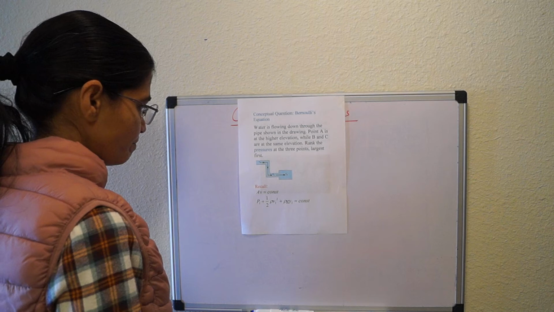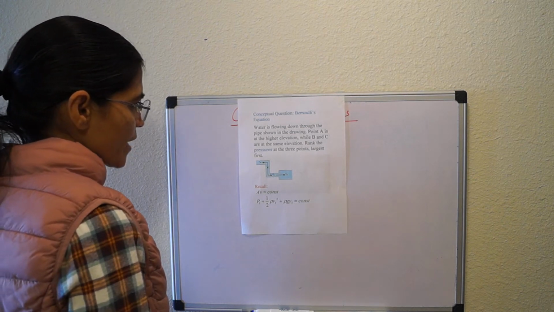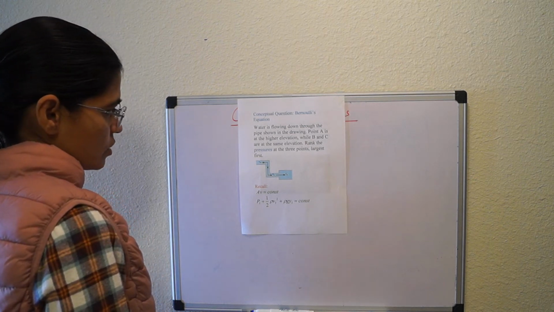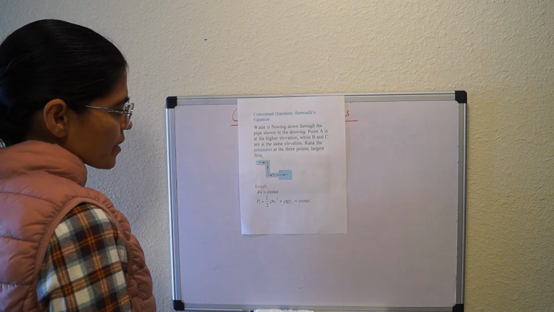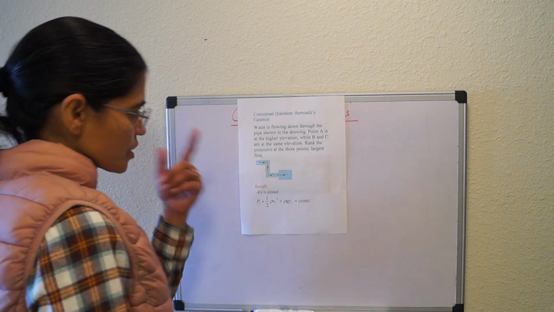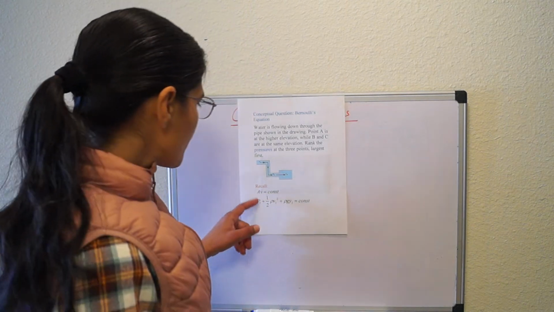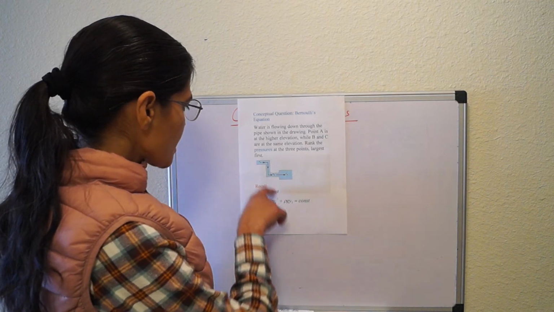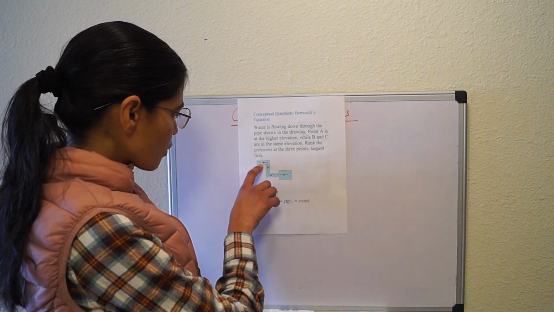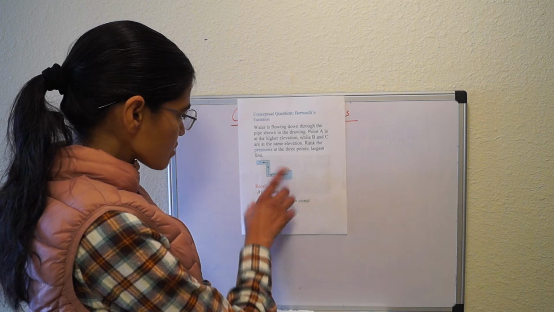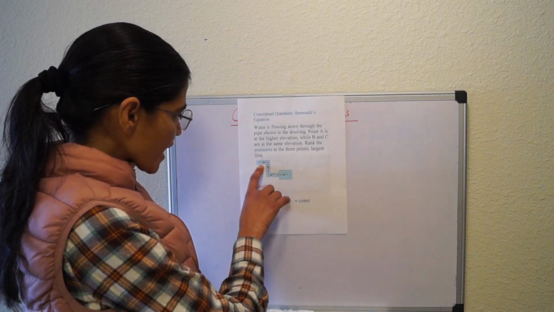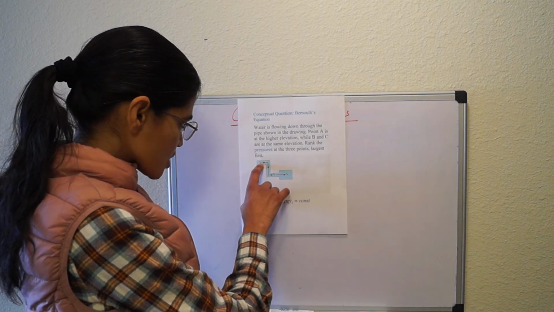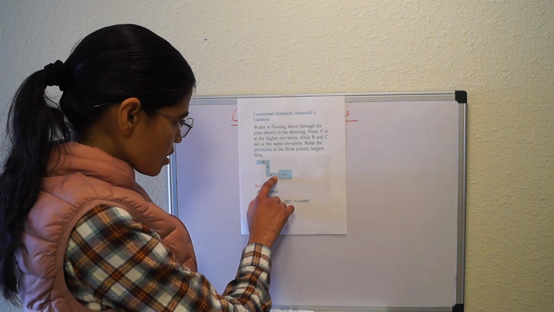Alright guys, so let's look at this first, using the continuity equation, or volume flow rate: A times v is constant. So let's look at point A, point B and point C in terms of area. Points A and B have the same cross-sectional area here and here, right?